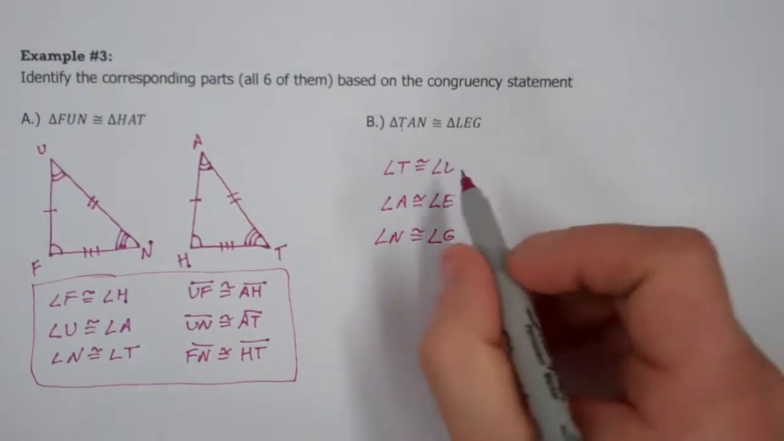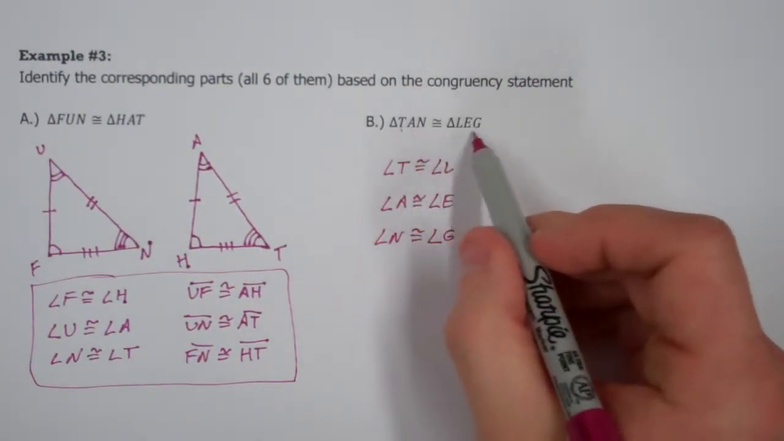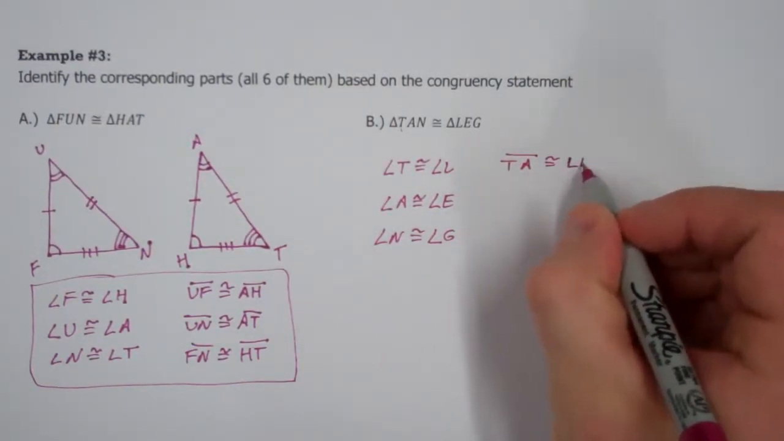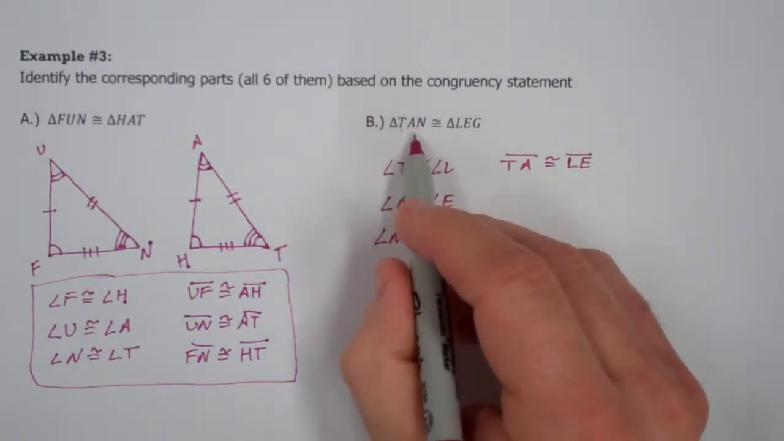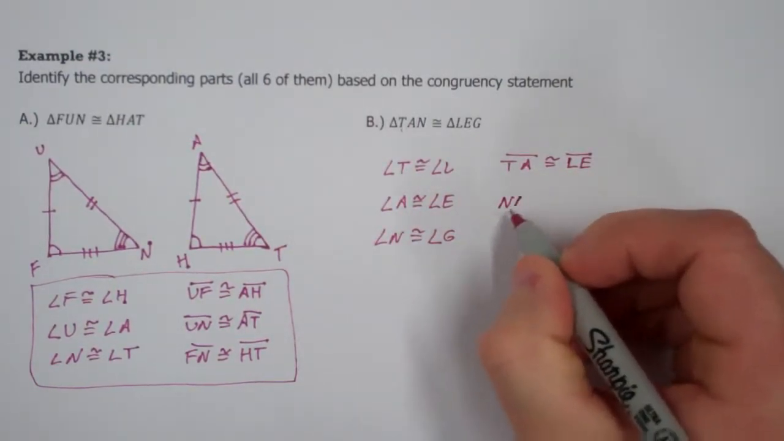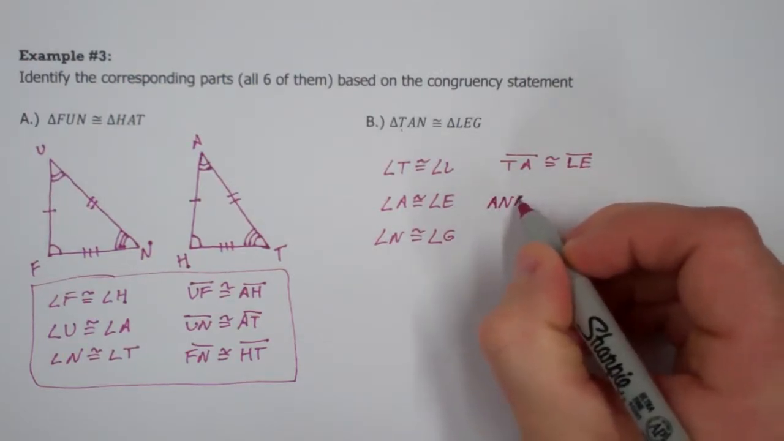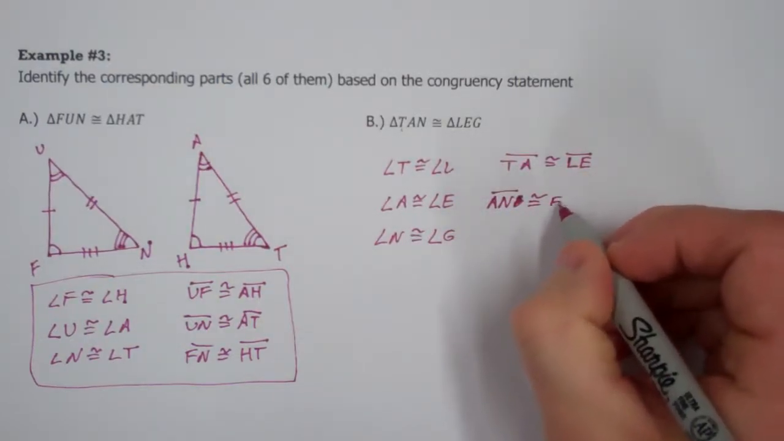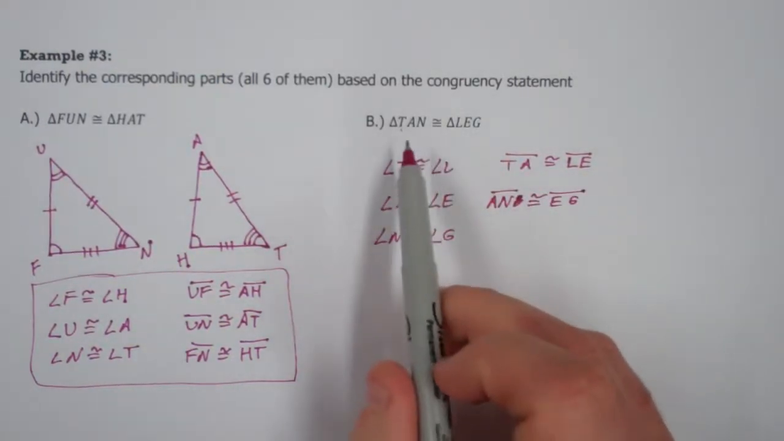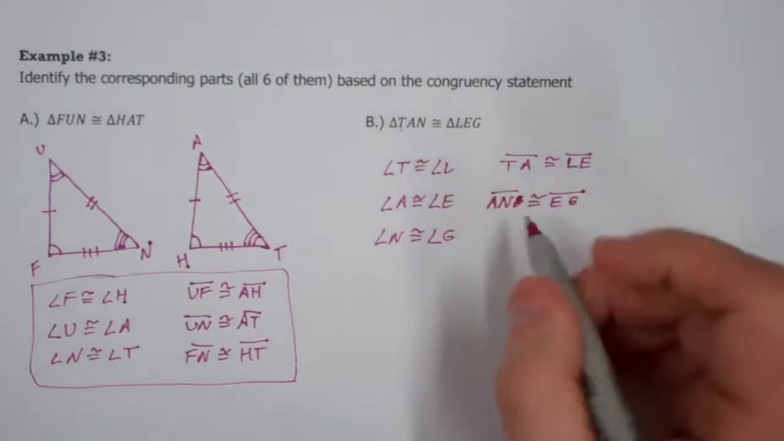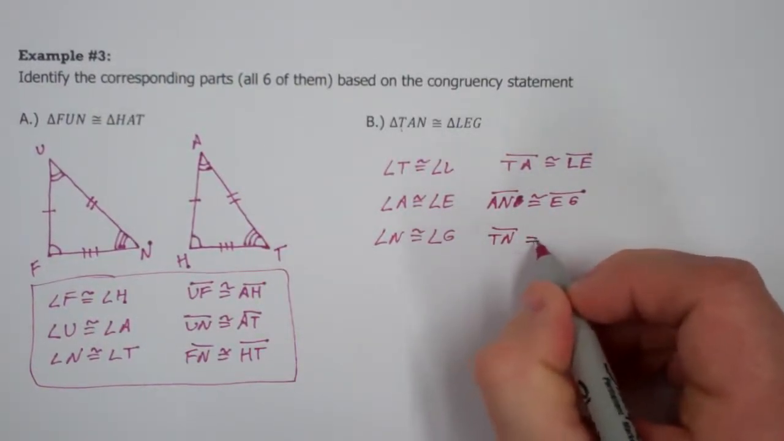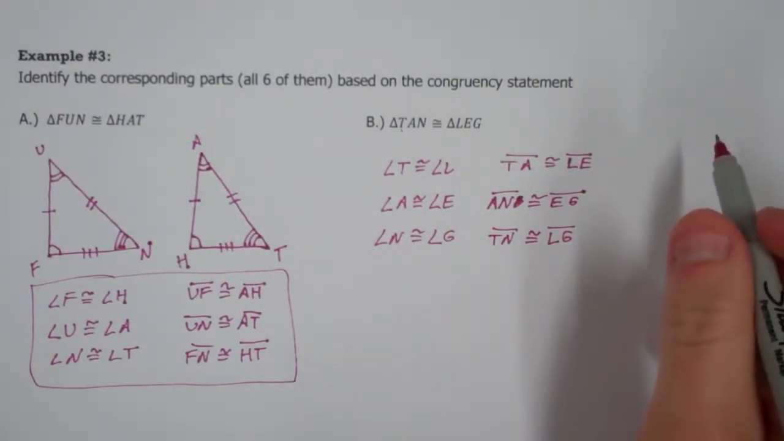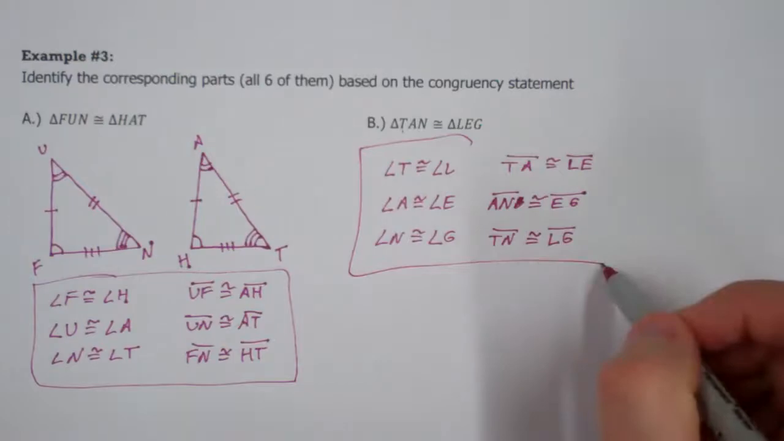This also works for the side length, so TA would be congruent to LE. TA congruent to LE, so the first two. The last two would be AN is congruent to EG. And this one's a little tricky. We can pick now the first and the last. So TN here would be congruent to LG, or the first and the last there. That completes part B.